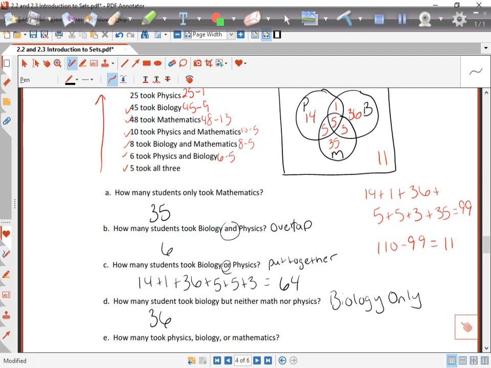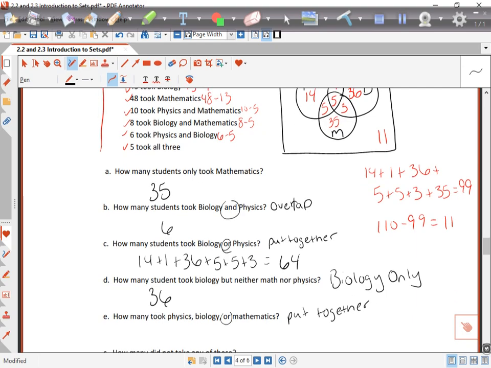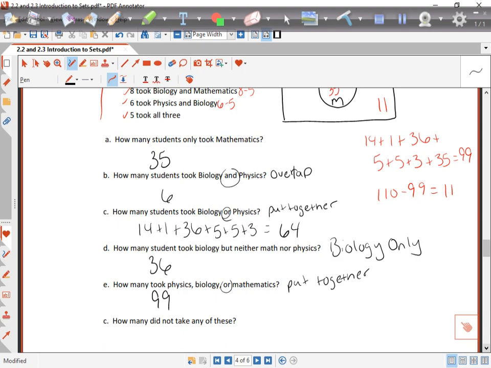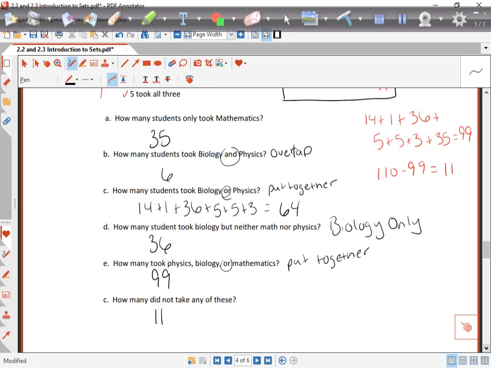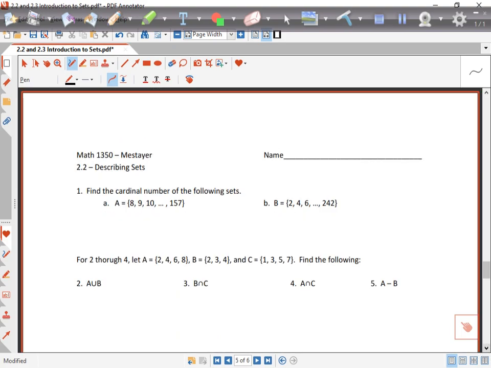The next one, how many took physics, biology, or math? Again, remember, or means put together. So then we're putting all of those circles together, which remember over here we did that and we got 99. And then how many did not take any of these? Remember that was this number right here, 11. Okay, that concludes the notes for this section. I encourage you to pause it so that you can try the worksheet on your own.